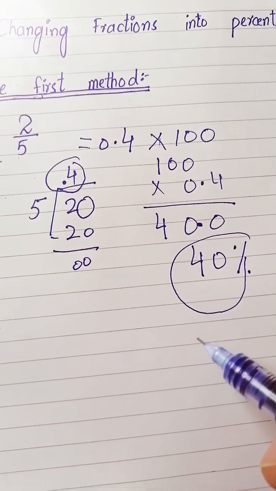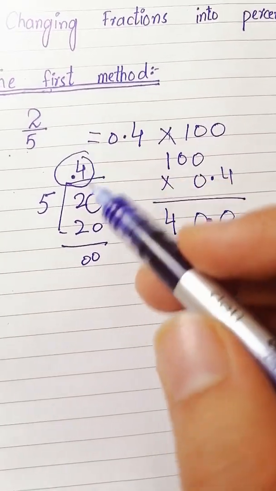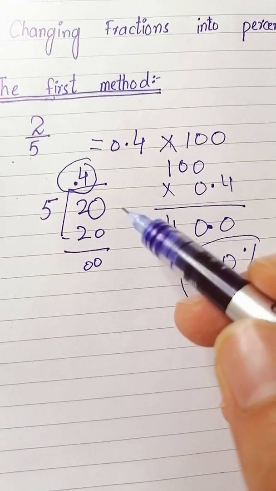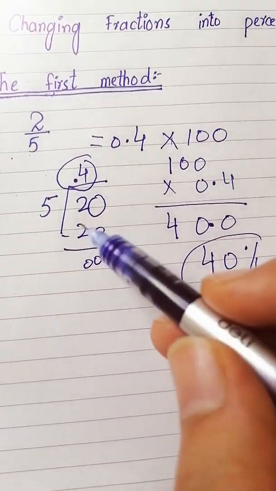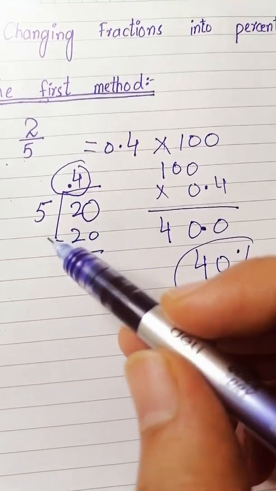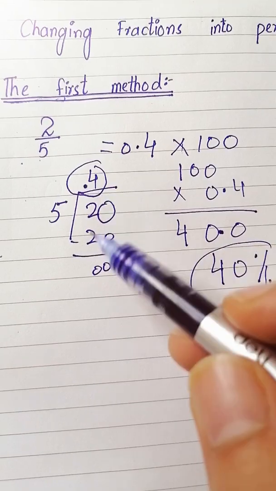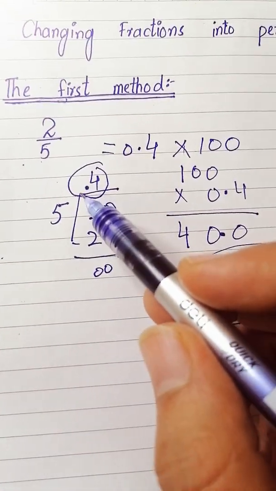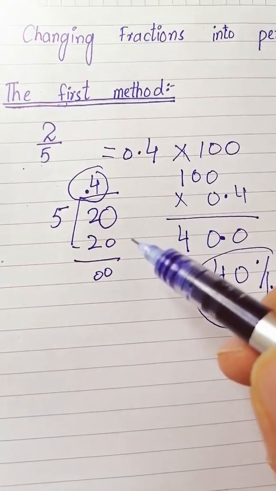Once again, I would like to repeat it. How did we find it? First thing, we just divided 2 by 5. 2 is way smaller than 5, so we put the point here and we put 0 next to this 2, so the 2 became 20. And then we read the table of 5. We said that 5 times 4 is 20, so it means 0.4 is the decimal form of this fraction, right?